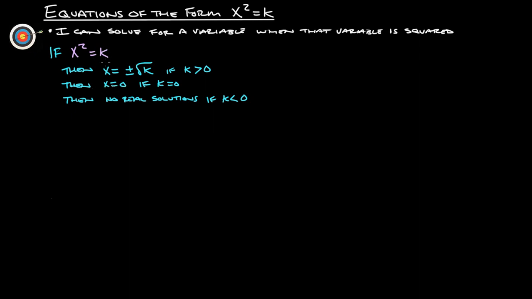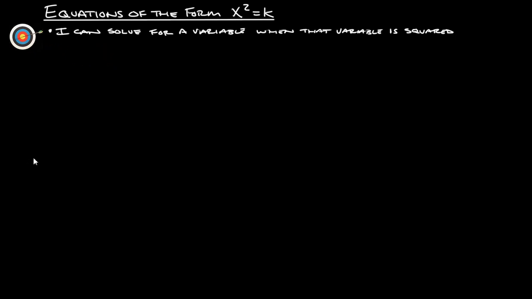x will equal 0 if k equals 0. And then if k is less than 0, then there are no real solutions. That becomes the imaginary numbers, because that's the square root of a negative number. Okay, so taking a look at a couple examples here.